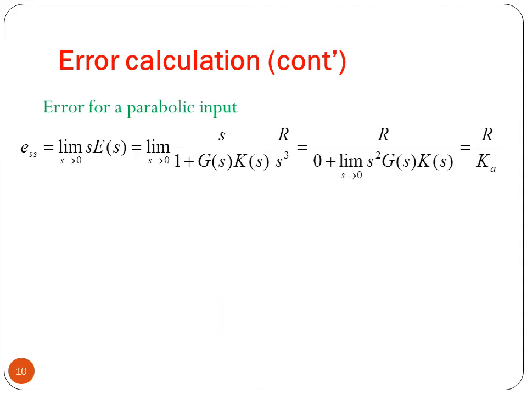At the end, for the parabolic input, which is when we have the input 1 over S cubed, it is equal to 1 over the limit of S squared times the open loop when S equal to 0. The R is in fact the value of the gain of the input. If we have a step input whose value is 1 over S, the R will be equal to 1.